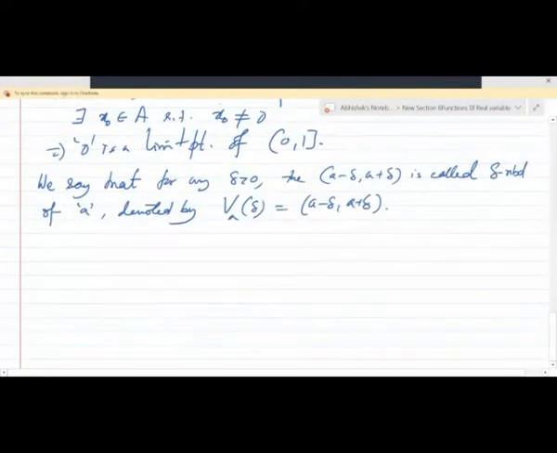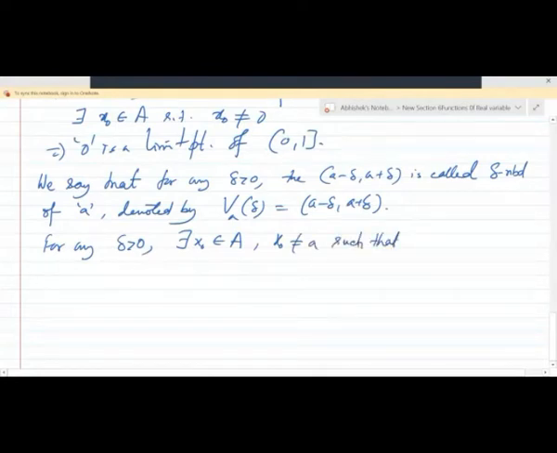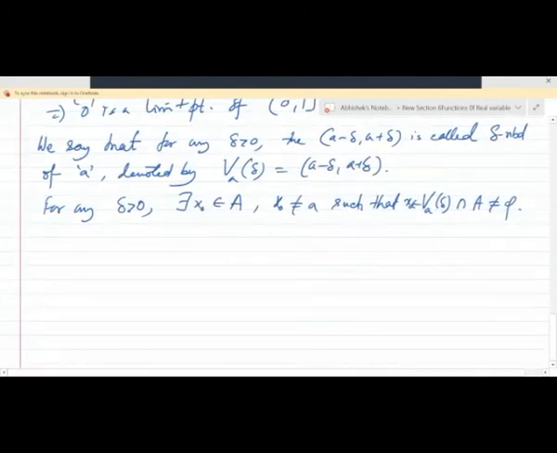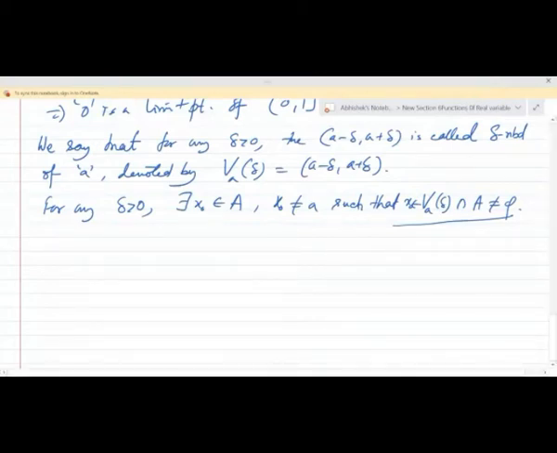So you can say that for any delta greater than 0, there exists x naught belongs to A, where x naught is not equal to A, such that V_A delta intersection A is not equal to empty set. X naught belongs to this, right? So whenever you are talking about a limit point, you can reformulate the statement like that. And this statement will be generalized to any general setting whenever we are talking about neighborhoods.